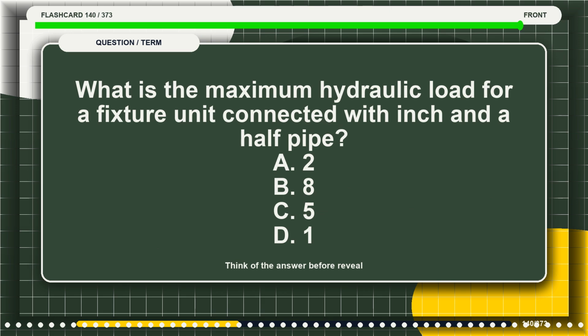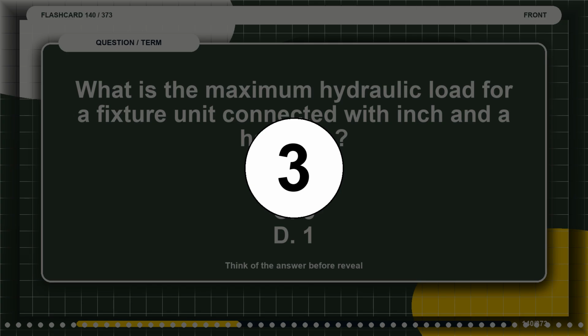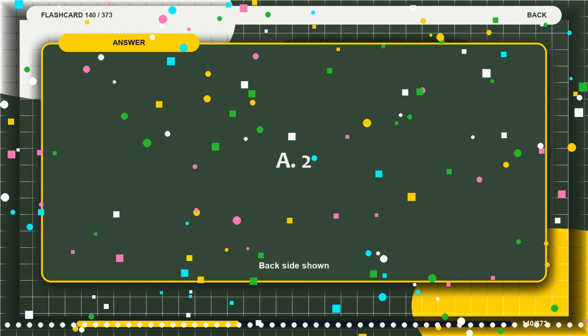Flashcard 140. What is the maximum hydraulic load for a fixture unit connected with 1.5-inch pipe? A. 2. B. 8. C. 5. D. 1. Think of the answer before the reveal. The answer is A. 2.